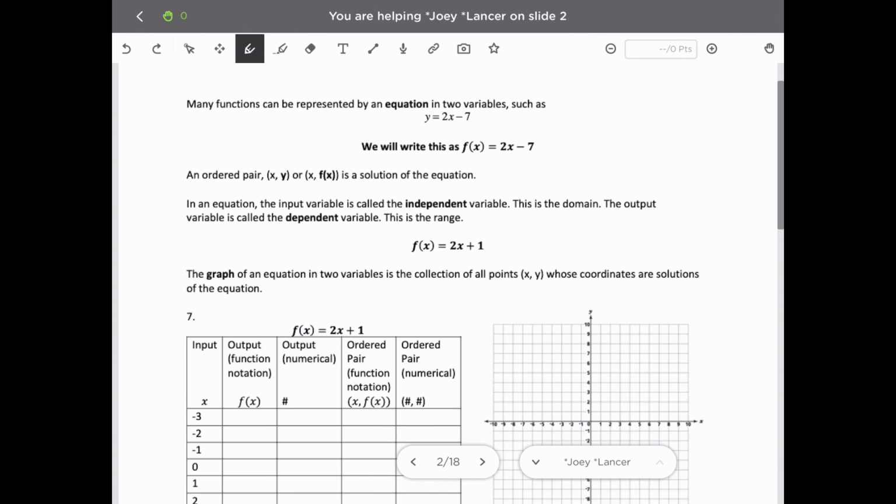Many functions can be represented by an equation in two variables, such as y equals 2x minus 7, and we will write this as f of x equals 2x minus 7. So it is good to remember that when you see f of x, it's almost like saying it's another name for y.